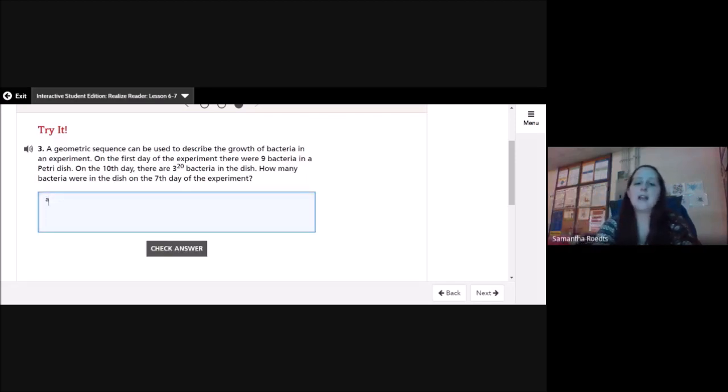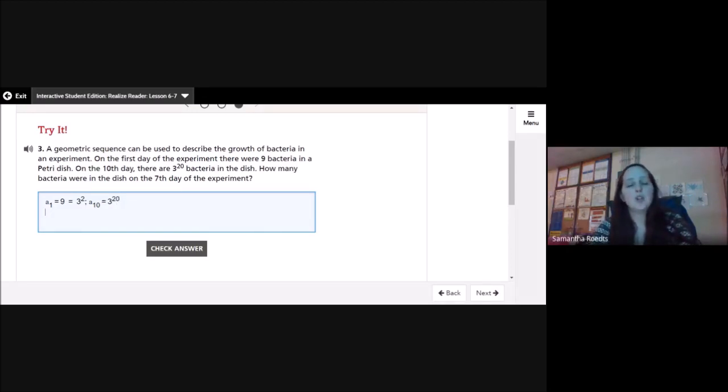So I can recognize that a sub 1 equals 9, okay? But I know that I'm dealing with an exponent right now. So I want to see if I can rewrite 9 using an exponent. I can, which is 3 squared, okay? So on the first day of the experiment, I have 3 squared bacteria, okay? On the 10th day, or a sub 10, I have 3 to the 20th.